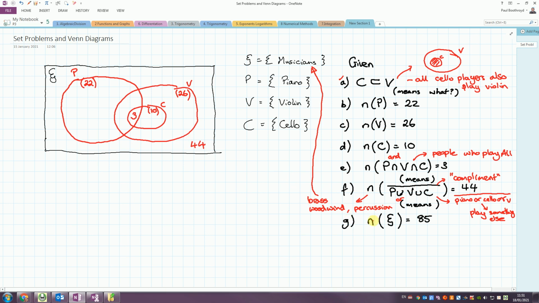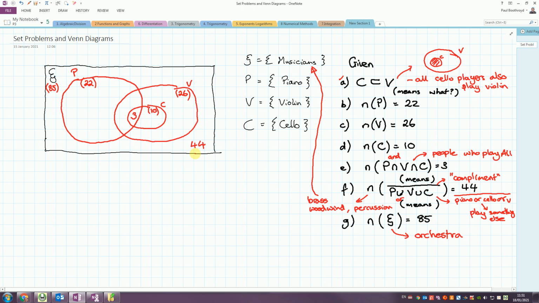We've got, in total, 85. So the 85 is actually, I'd put it near this. And that shows that there are 85 musicians, and that's musicians in the orchestra. So this says there are 85 people in the orchestra altogether. So the bracket on there says 85, including that bit, that bit, that bit, that bit, that bit, and that bit. 44 is only in the bit on the outside.